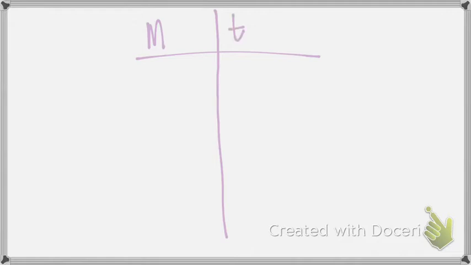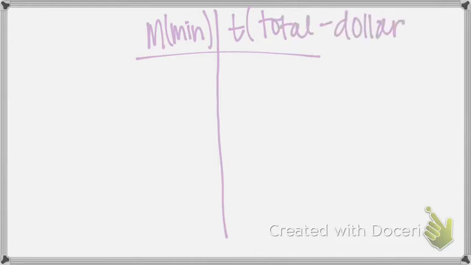And we will have an M and a T. M will be our minutes. T will be our total in dollars. All right, so 0 minutes. I don't go over any extra, I just stay the same. What is that fixed rate that I'm going to pay every month no matter what? $10. That's what we circled.